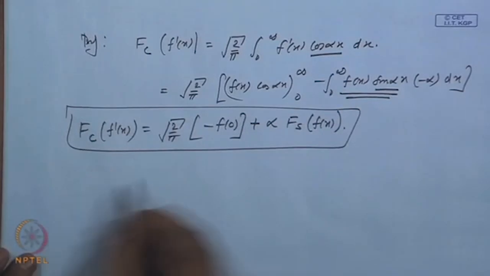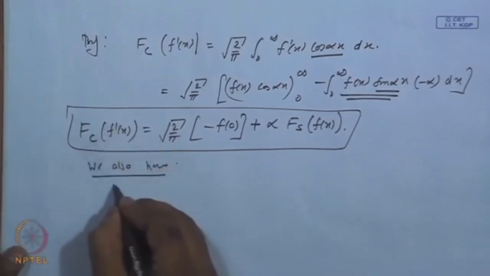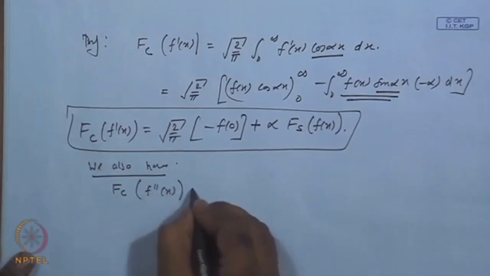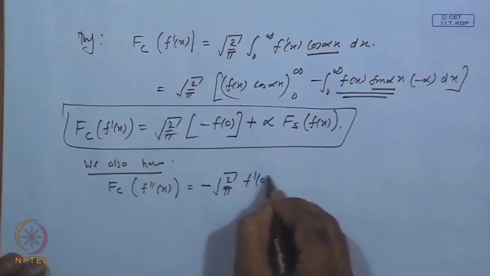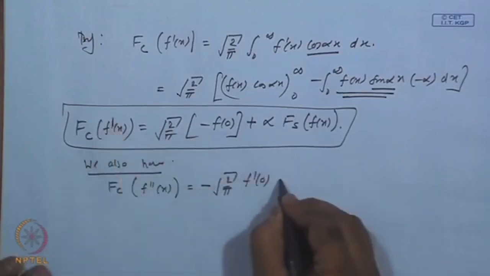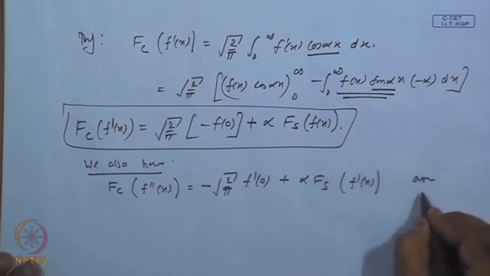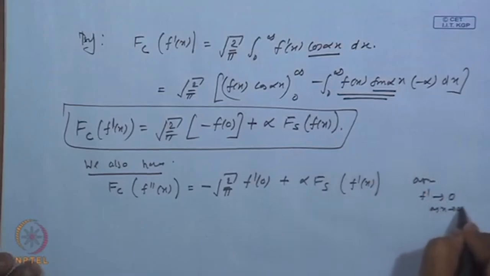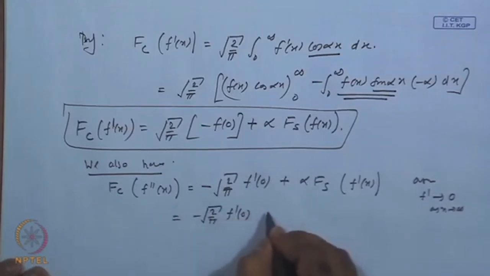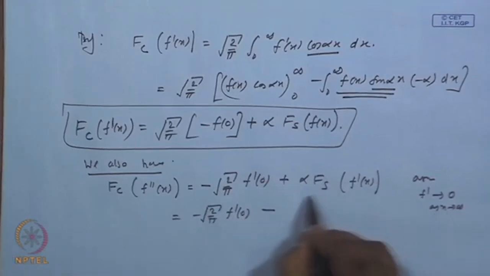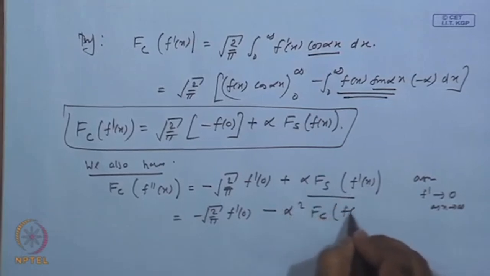Now if we go for the second order derivative, that means f double prime(x), we have minus square root 2 over pi f prime(0) plus alpha times the Fourier sine transform of f prime(x), using the formula for the first derivative. Here we assume, in addition to f, that f prime also goes to 0 as x goes to infinity, and then only we will get this. We will see in a minute that the Fourier sine transform of f prime gives minus alpha square, and the Fourier cosine transform of f(x) is what we get.